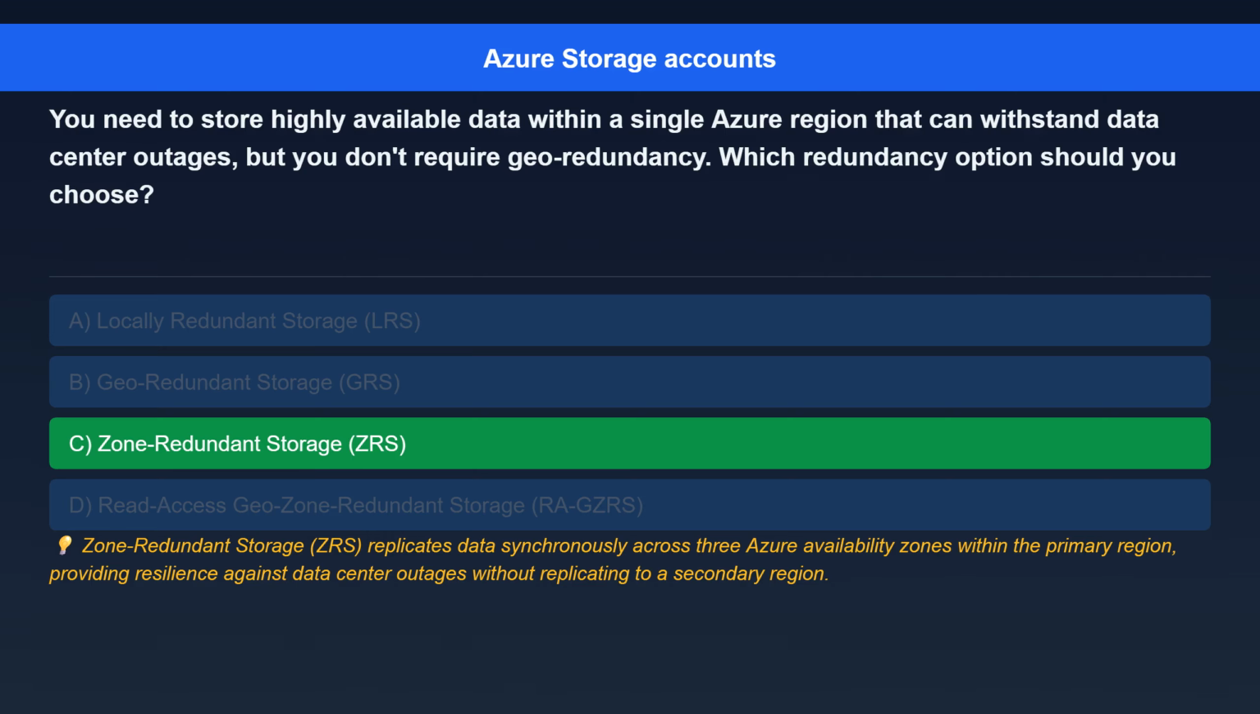The correct answer is Zone Redundant Storage, ZRS. Here's the explanation. Zone Redundant Storage, ZRS, replicates data synchronously across 3 Azure availability zones within the primary region, providing resilience against data center outages without replicating to a secondary region.